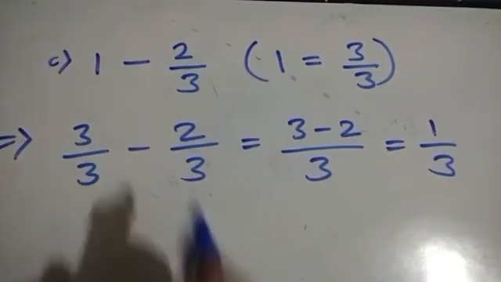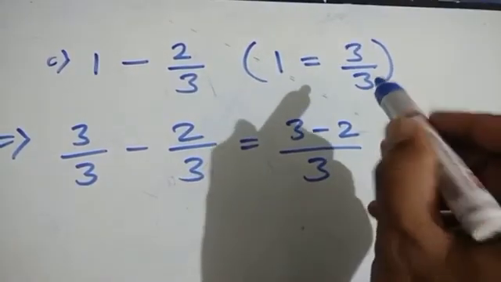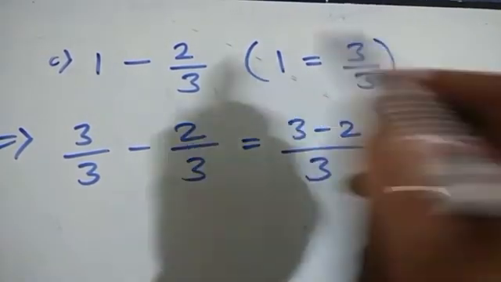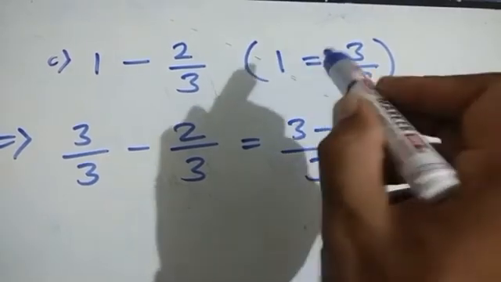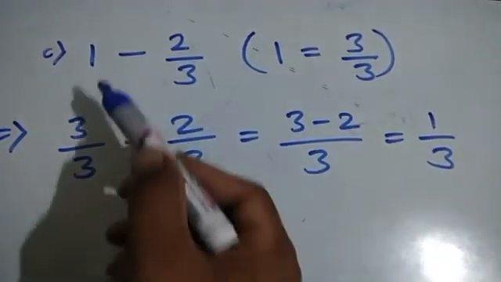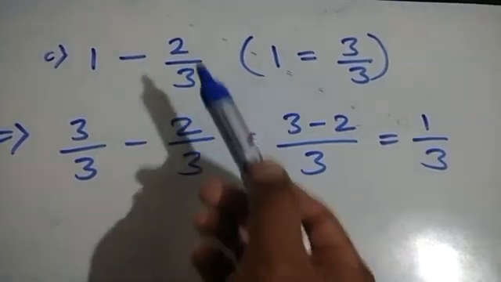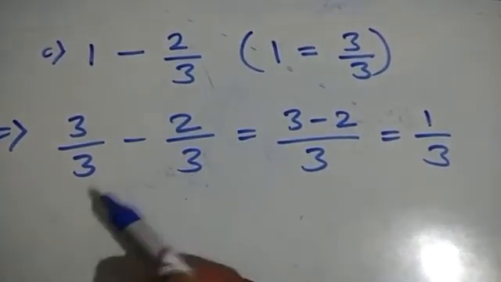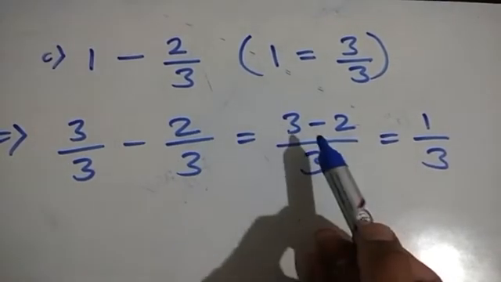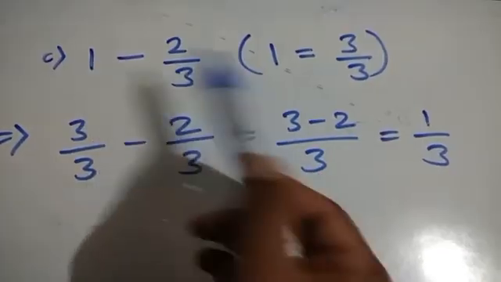See one more example. 1 minus 2 upon 3. Here it is given that 1 is equal to 3 upon 3. Why is 1 equal to 3 upon 3? Because we know that any number divided by itself will always be equal to 1. Therefore 1 will be taken as 3 upon 3, as in this fraction the denominator is 3. Now 3 upon 3 is equal to what? 1 only. Minus 2 upon 3 as it is. Now here denominators are same. Copy the denominator as it is. Now subtraction of numerators. 3 minus 2 is what? 1. And this 3 as it is. 1 upon 3 is the difference of these two fractions.